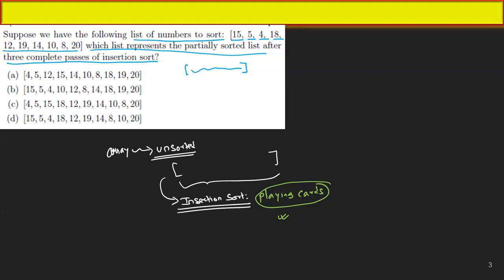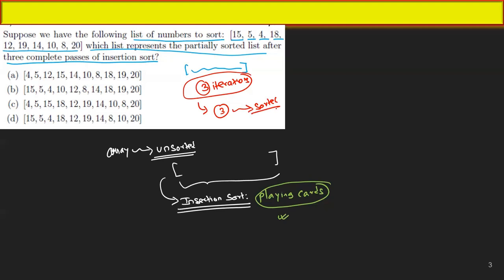Now observe, they are telling that you are applying this algorithm for 3 iterations. Insertion sort algorithm for 3 iterations. So 3 iterations means how many cards will be sorted now? 3 cards will be sorted.